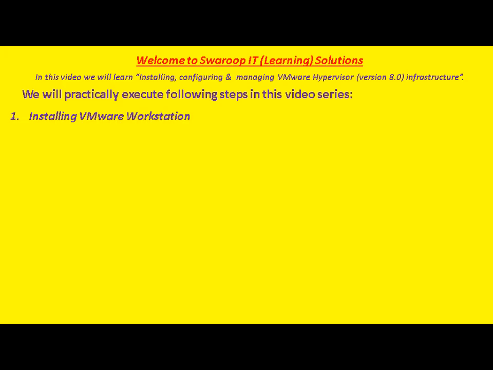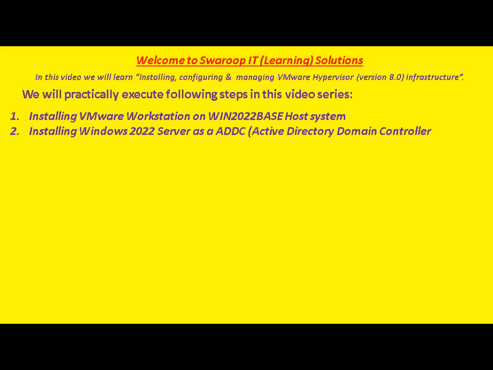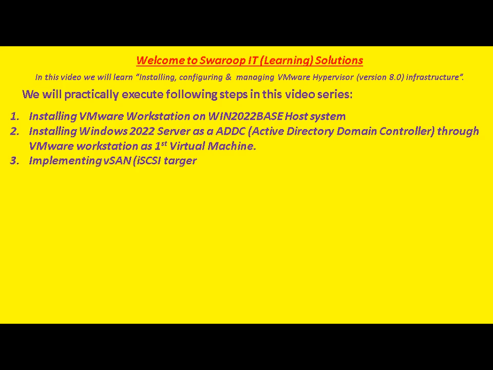So what exactly will we be learning? We will practically execute the following steps in this video series. First, we will be installing VMware Workstation for our lab setup on our Windows 2022 base host system, that is our physical system. Second, we will be installing Windows Server 2022 as an Active Directory domain controller through VMware Workstation as the first virtual machine. Then we will be implementing our vSAN, that is the ESXi target server, for our ESXi 8 environment.